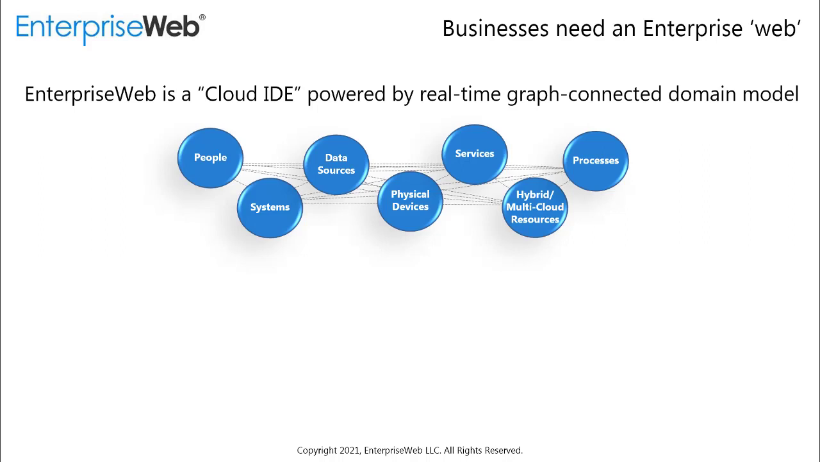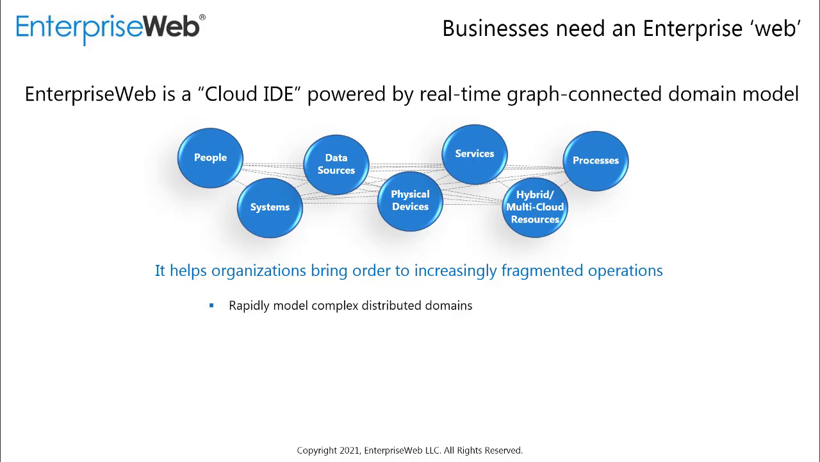So you can think of Enterprise Web as being a cloud IDE or a design environment, a platform for composing services into event-driven applications. And it's powered by a real-time graph-connected domain model, which provides the metadata and the relationships and the state to drive automation. So it helps organizations bring order to increasingly fragmented operations because we're giving you a unified model that helps you control what is truly a distributed and diverse domain.